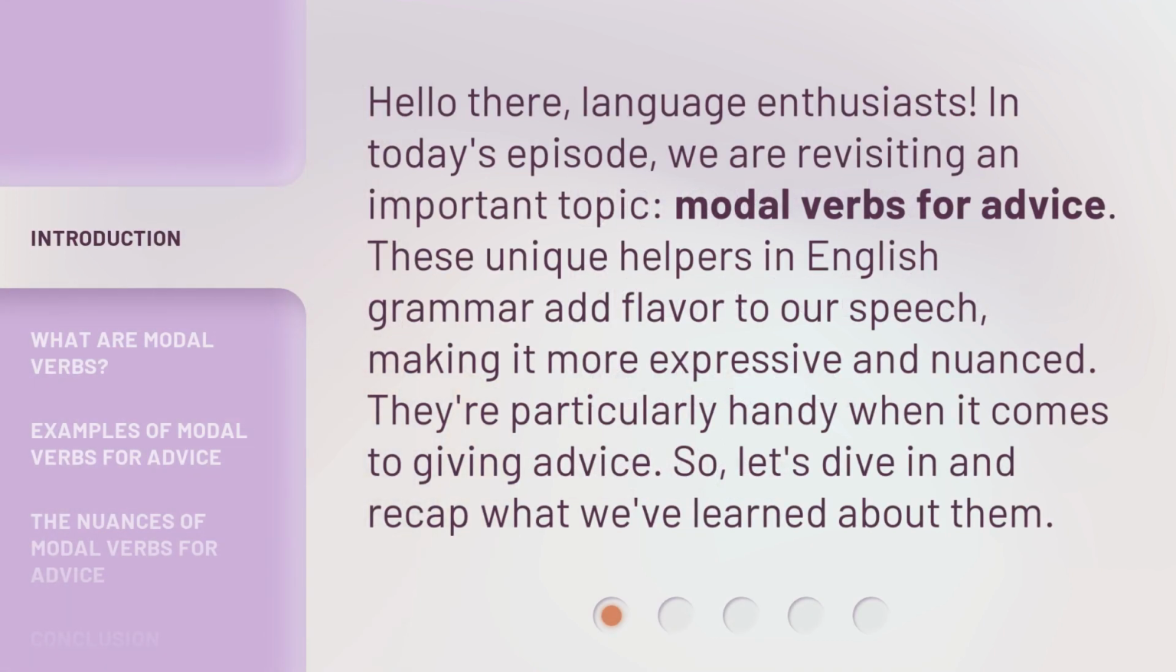Hello there, language enthusiasts. In today's episode, we are revisiting an important topic: modal verbs for advice. These unique helpers in English grammar add flavor to our speech, making it more expressive and nuanced. They're particularly handy when it comes to giving advice. So, let's dive in and recap what we've learned about them.